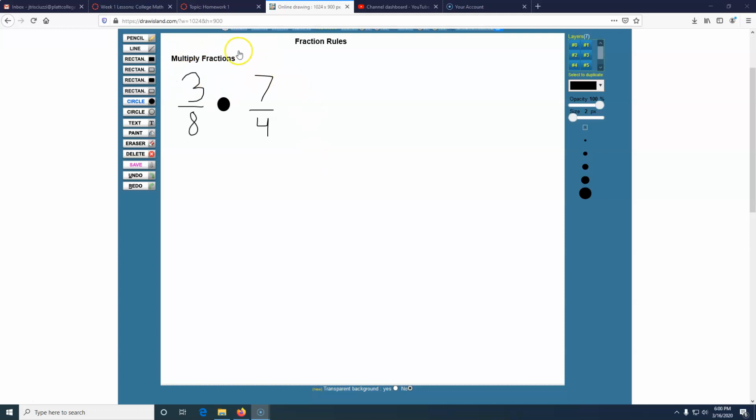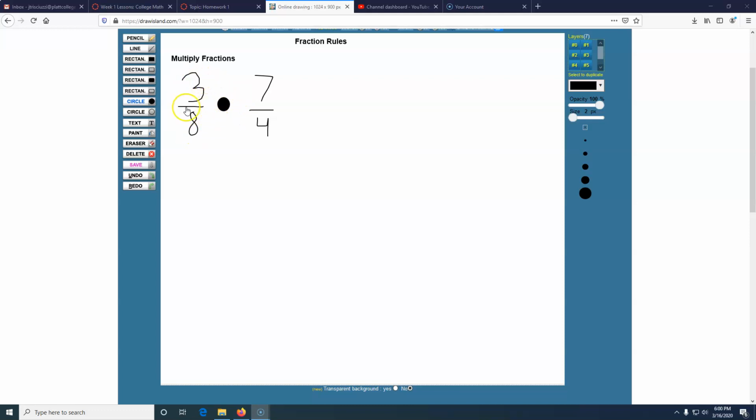The next rule to talk about is multiplying fractions. Now, from here on out, instead of using the x for multiplication, we're going to use this dot here. The reason for that, of course, is that in an algebra class, typically x is used for our variable, and we don't want to have confusion between multiplication and variable. So from now on, we're going to use a dot.